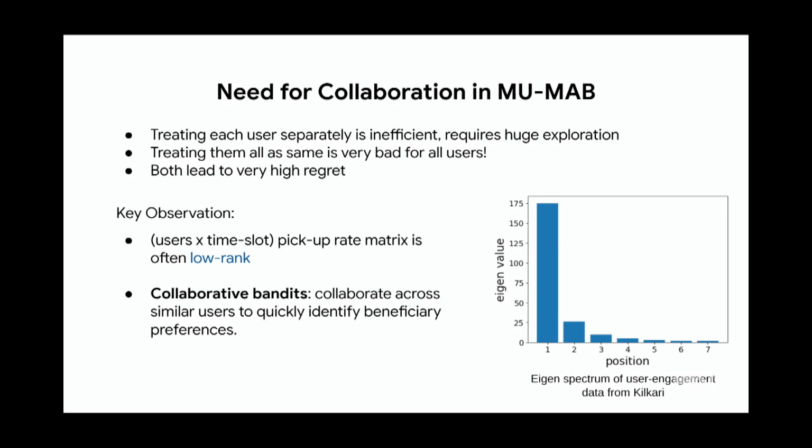Okay, so the core philosophy is still the same, but one key observation that I want to point out is, we took this real pickup rate matrix from the study from the NGO. We looked at this users cross time slot matrix, and we did notice that it has a low rank structure. That is, there are probably 2 or 3 eigenvalues or eigendirections which dominate everything, and the rest are just noise.